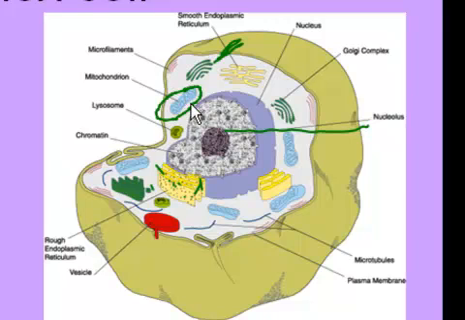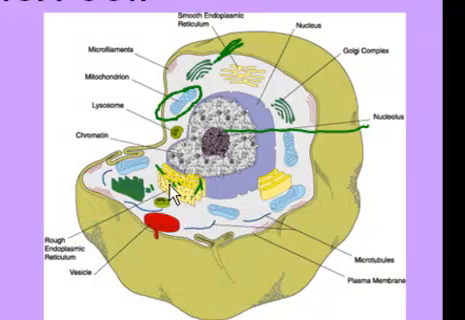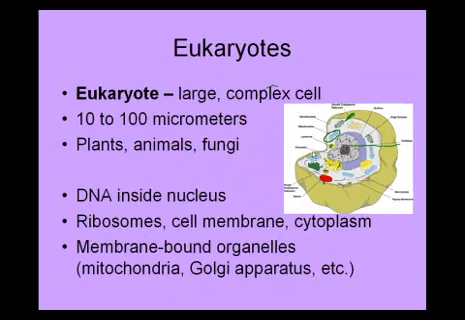These things that have a membrane around them are things that we think at one point were actually their own independent cells, but over time they've lost the ability to survive on their own. There's also Golgi, endoplasmic reticulum. Anything with a membrane around it is found only in eukaryotes, not prokaryotes. So there's a long list of organelles that are found in eukaryotes, but not prokaryotes.